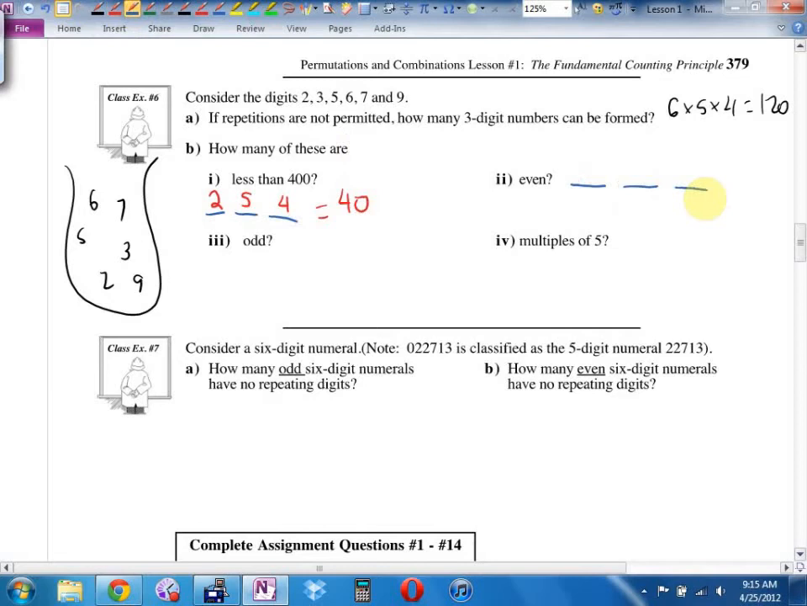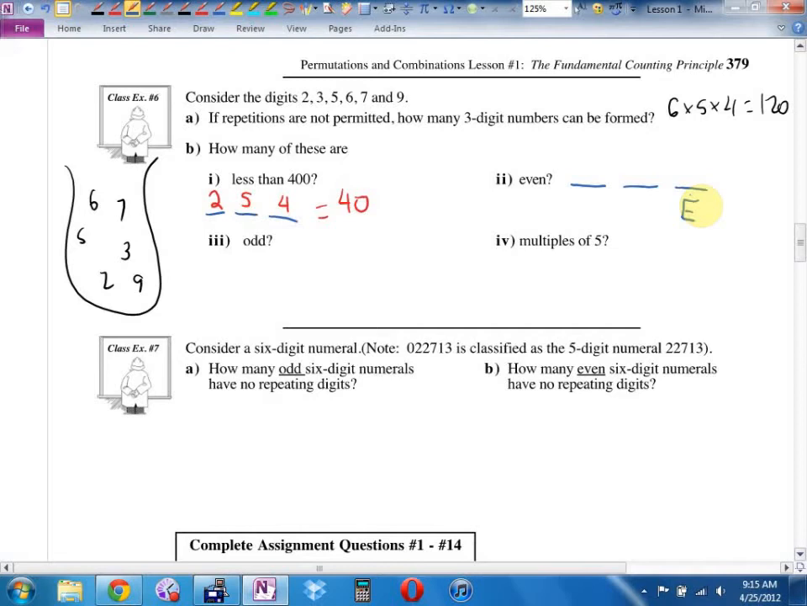How many are even? How can you tell that a number is even? What makes a number even? What's the quick trick that we use? What do we glance at? The last digit. In fact, I'll put an E there. E for what? Even, okay.